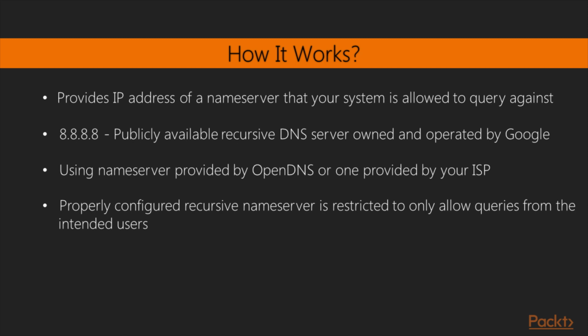The nameserver line in /etc/resolv.conf provides the IP address of a name server that your system is allowed to query against. In this particular example, we're using 8.8.8.8, which is a publicly available recursive DNS server owned and operated by Google. You may also want to consider using a name server provided by OpenDNS or one provided by your ISP. A properly configured recursive name server is restricted to only allow queries from the intended users, so you'll want to make sure that you're either using one intended for the general public or one intended specifically for you.